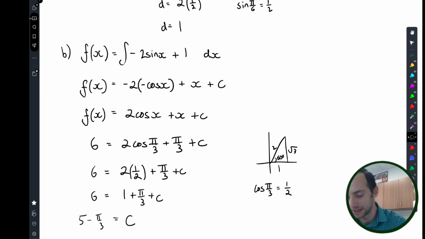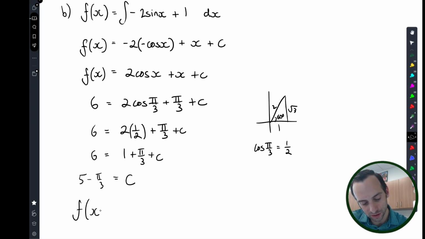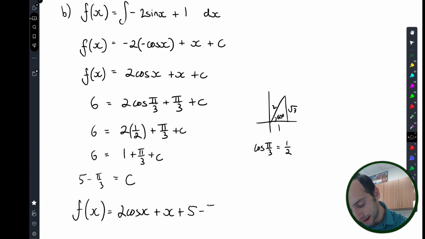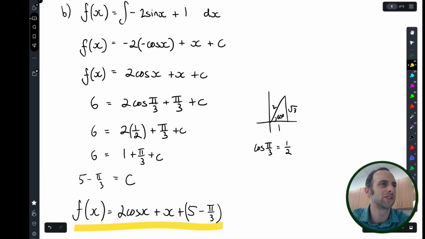Okay? That's not the nicest, cleanest constant in the world, but it doesn't need to be, because all we need to do is put it at the back of our function here. So our function is 2 cosine x plus 5 minus pi over 3. And if you like, you can even hold it together in a parenthesis just to drive home that idea that it's really just a single number.